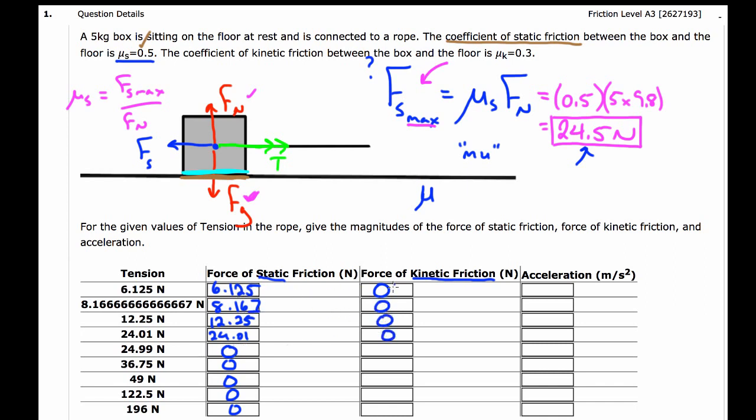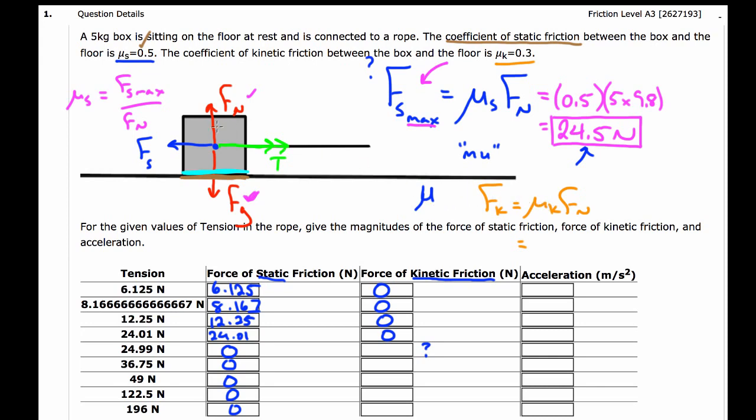But once it starts sliding, how do I figure out this number? How do I figure out the force of kinetic friction? The formula looks very similar. The formula for kinetic friction says Fk equals mu k Fn. So this is the coefficient of kinetic friction, which we're given up here as 0.3, and it's always less. So it's important to know: mu s is always bigger than mu k. And you've probably realized this.